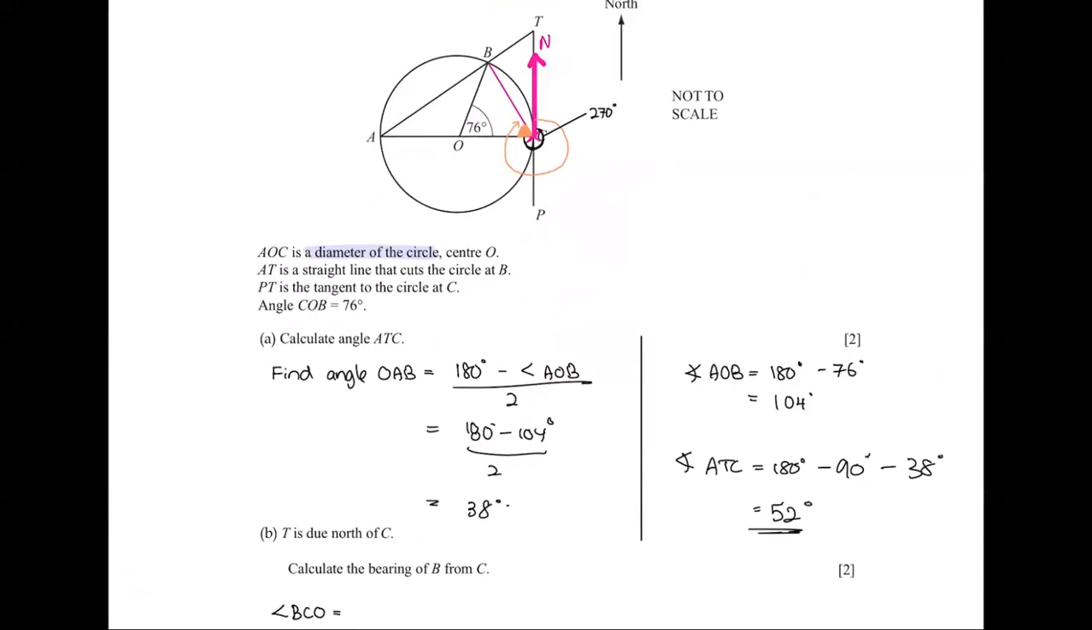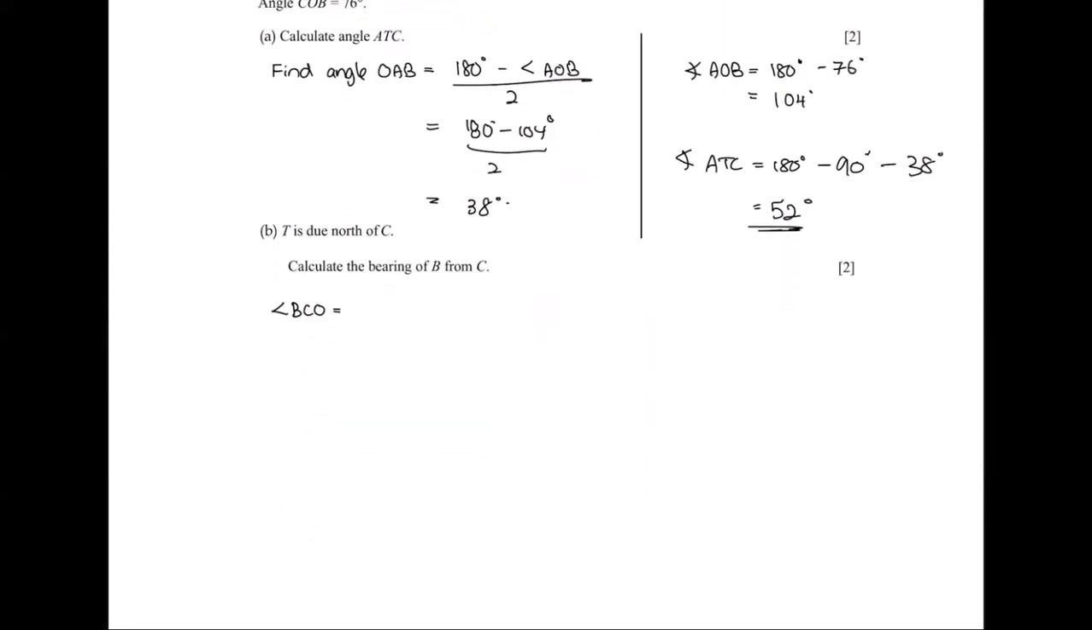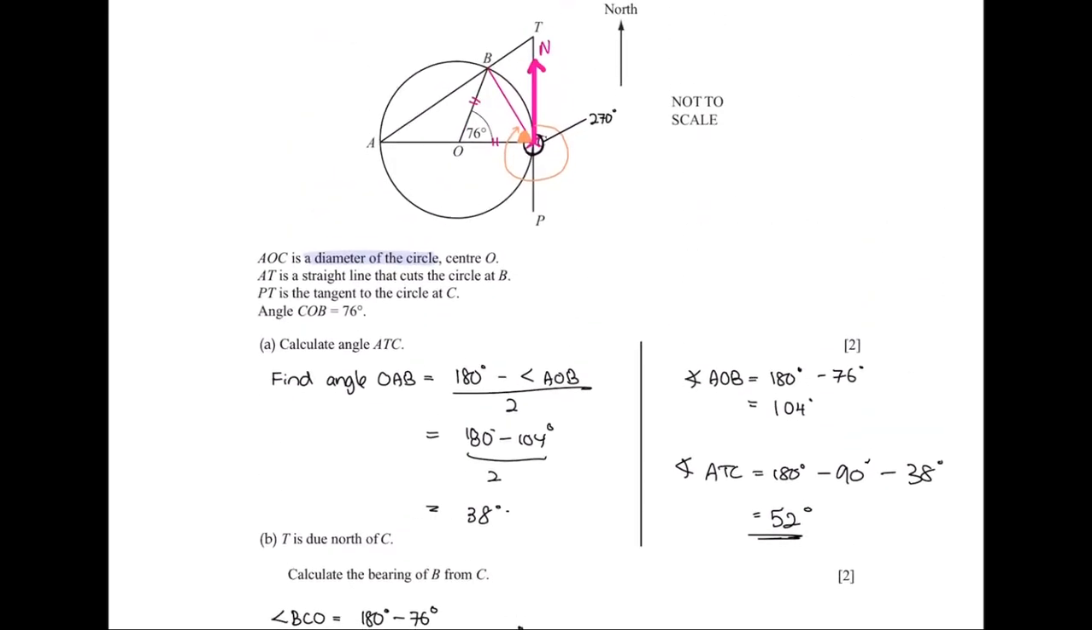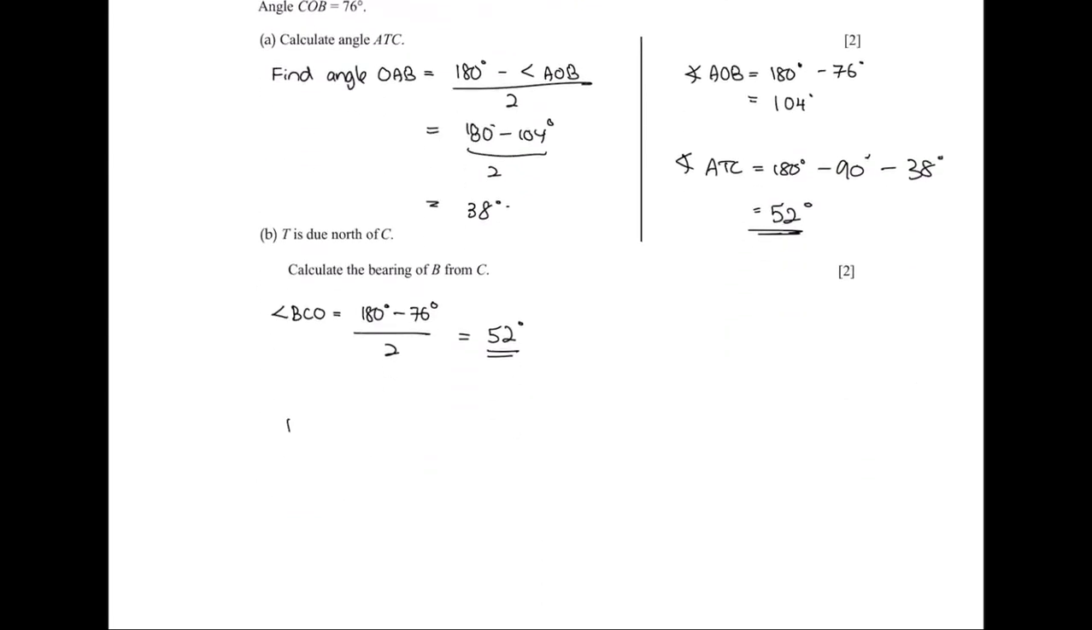It is also an isosceles triangle, mind you, because it is also drawn by two radii as sides. So 180 minus 76 divided by 2 is 52 degrees. Then the bearing from C is equal to 270 plus 52, which is 322.